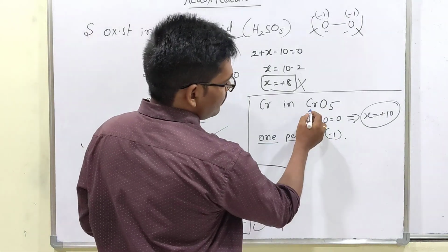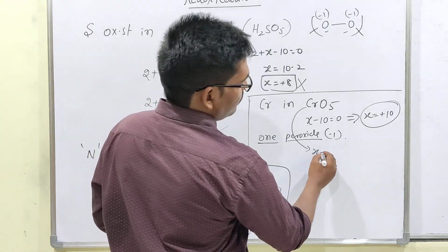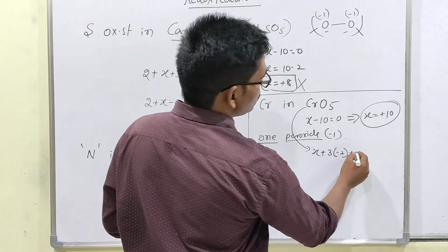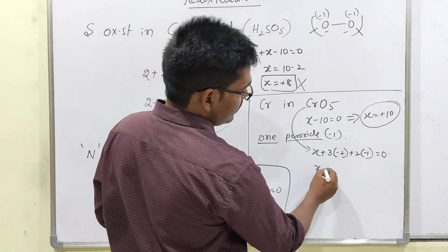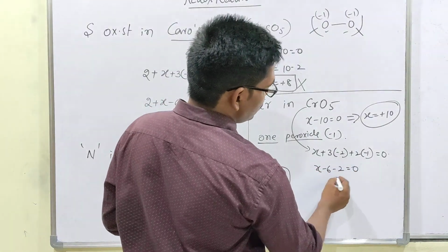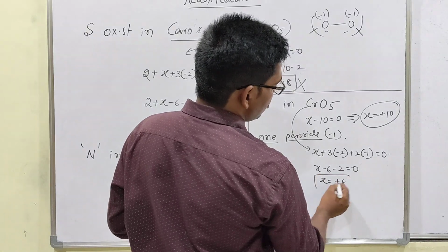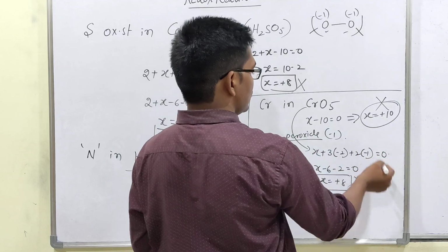Now taking the same molecule, x plus 3 oxygen atoms at -2 plus 2 oxygen atoms at -1 equals 0. Then x minus 6 minus 2 equals 0. Then x you can get is plus 8 again. So plus 8 is also wrong, plus 10 is also wrong.